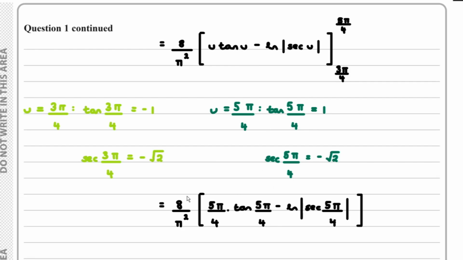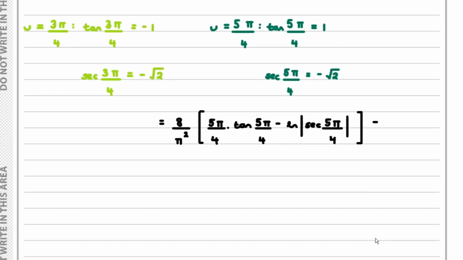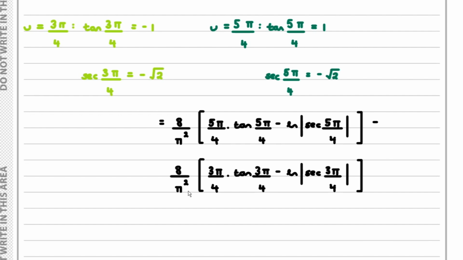So we have, for our upper limit, a over pi squared multiplied by 5 pi over 4 times the tan of 5 pi over 4, subtract the natural log of the mod of sec of 5 pi over 4, subtract a over pi squared multiplied by 3 pi over 4 times tan of 3 pi over 4, subtract the natural log of the mod of sec of 3 pi over 4. And we've already worked all of this out.